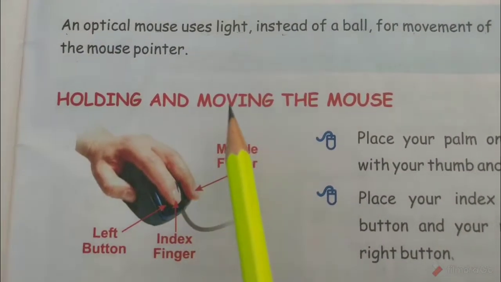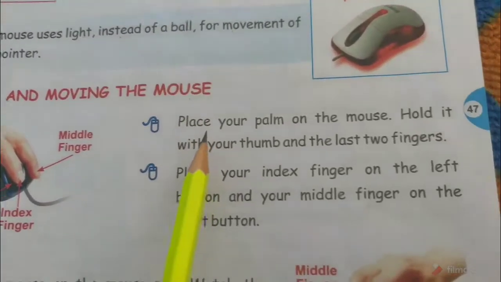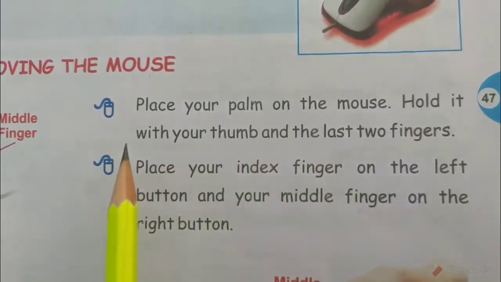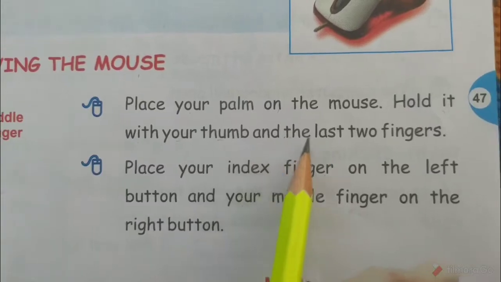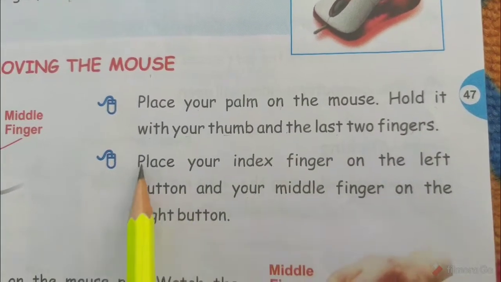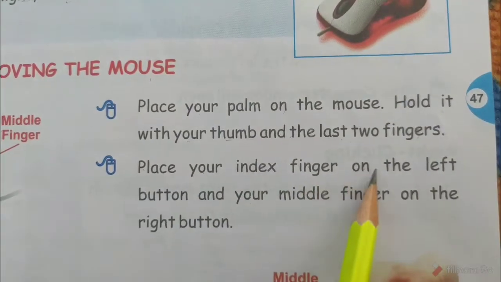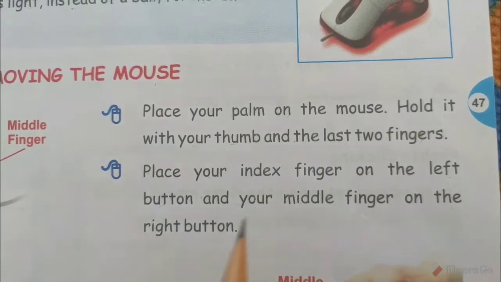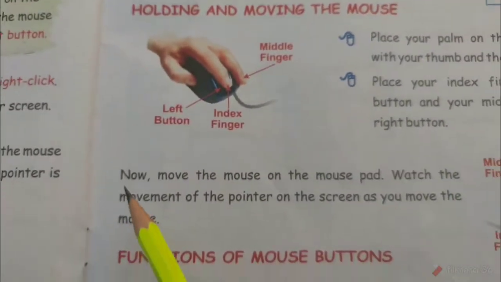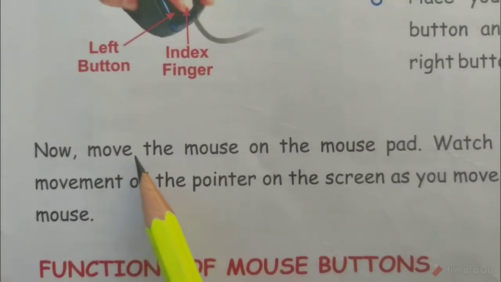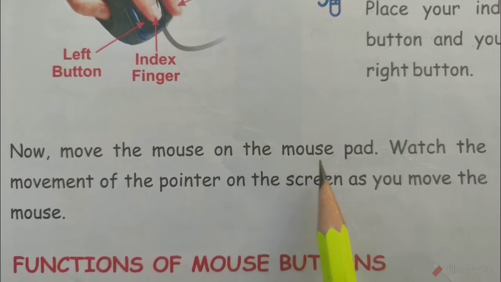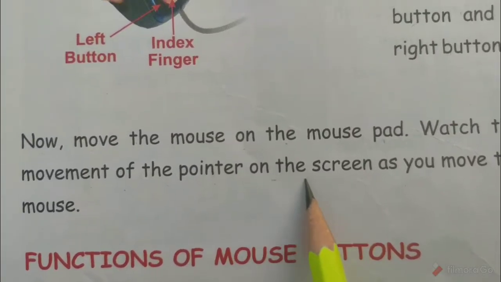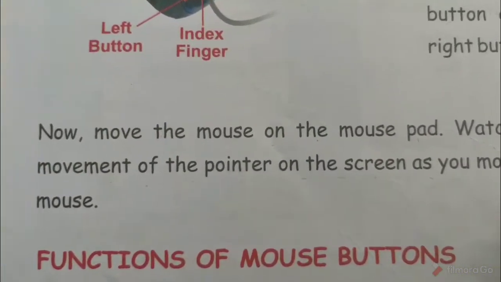Holding and moving the mouse. Place your palm on the mouse. Hold it with your thumb and the last 2 fingers. Place your index finger on the left button and your middle finger on the right button. Now, move the mouse on the mouse pad. Watch the movement of the pointer on the screen as you move the mouse.